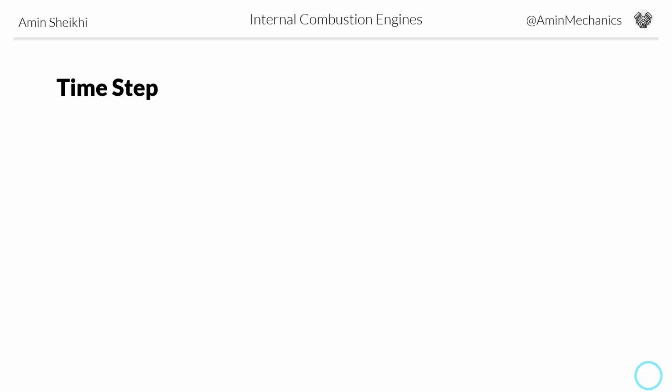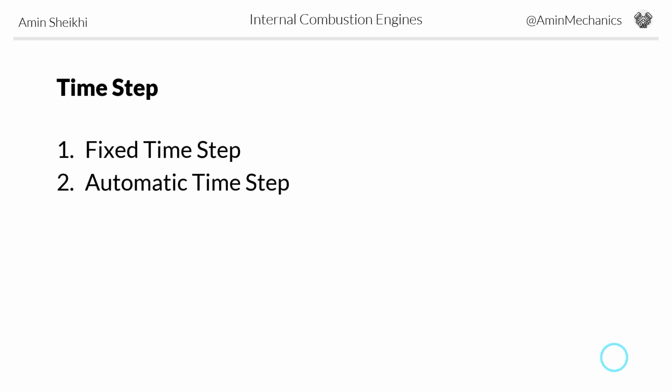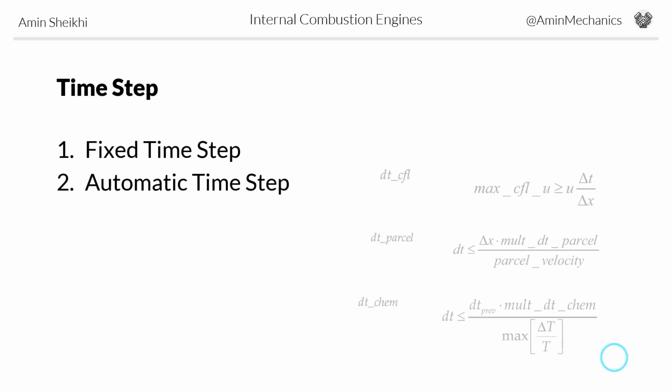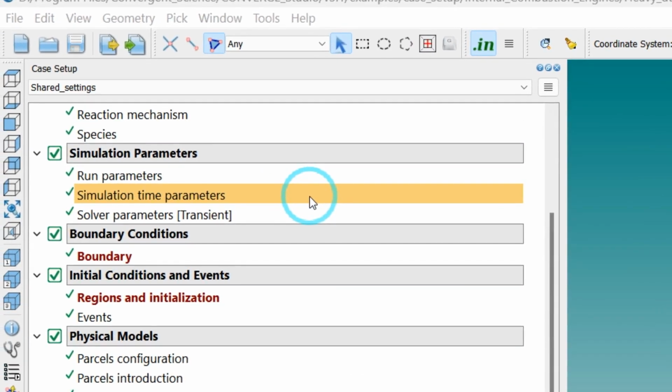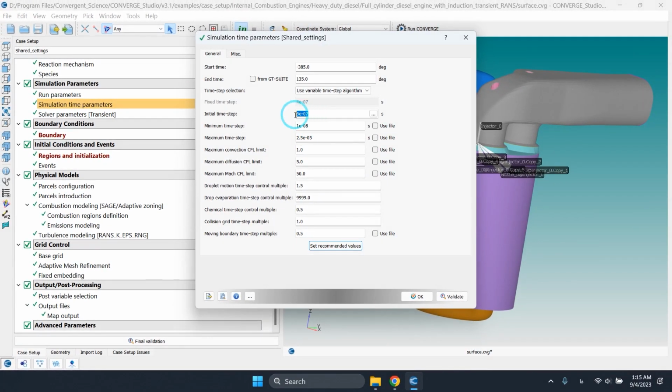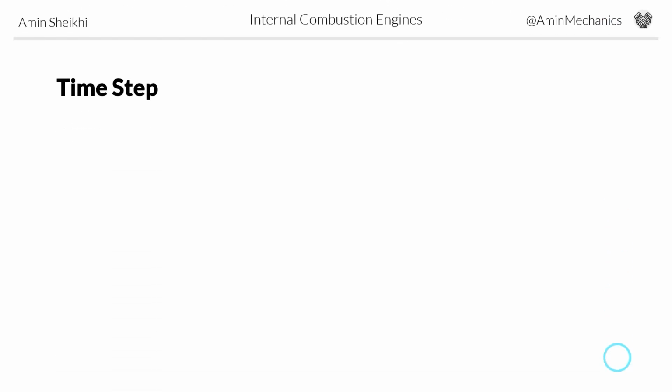Converge allows you to specify one of two methods for setting the time step. You can specify a fixed time step or a variable time step that is calculated internally. In the second option, Converge performs a number of checks and calculations to determine the size of the next time step and takes the largest time step that satisfies all of the application limiters like delta t of CFL, delta t of parcel, and delta t of chemical calculations. Now, it is important to control your time step in every stage of your simulation for best results and computational time. Converge automatic time step depends on grid size and engine or spray speed.